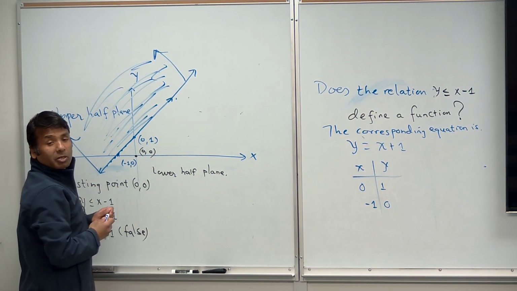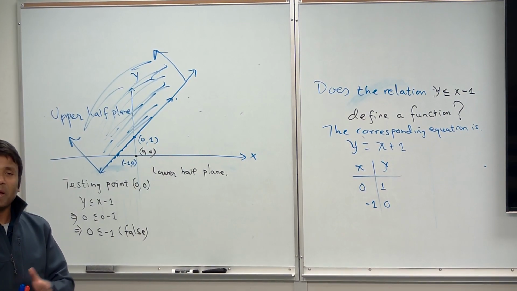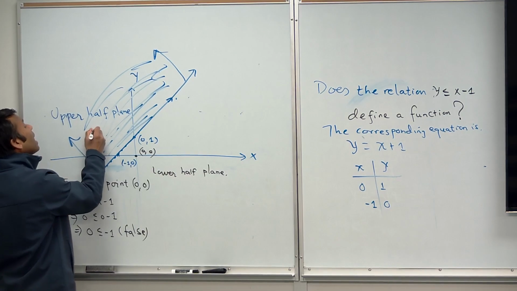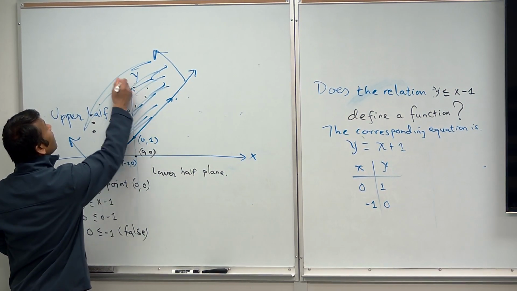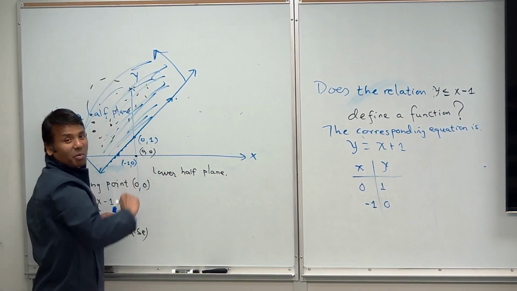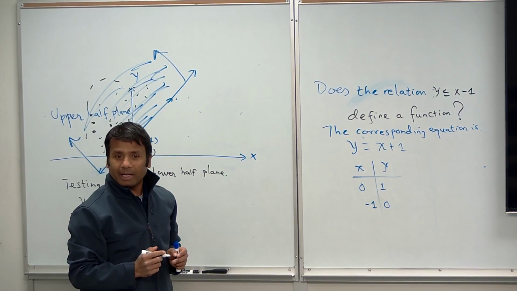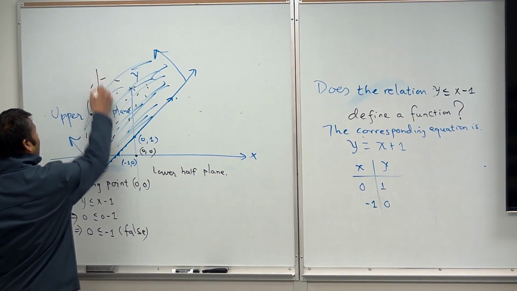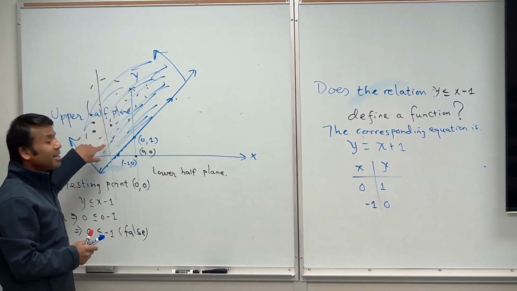Right? So now, tell me, if I draw the vertical line, any point in this region, how many points here, guys? Infinitely many points satisfy that inequality, is that right? And you know the vertical line test, right? If I draw the vertical line here, at how many points does the vertical line intersect?